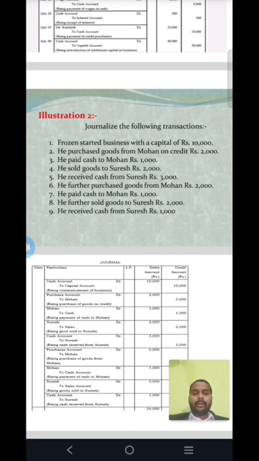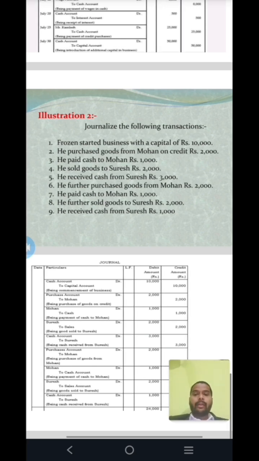Then illustration 2, we can see, journalize the following transactions. The first transaction: Froden started a business with capital of rupees 10,000. The journal entry is cash account debit to capital account, 10,000 debit and 10,000 credit, and the narration is being the commencement of business. Then second, he purchased goods from Mohan on credit, rupees 2,000. So the entry is purchase account debit to Mohan account, 2,000 debit and 2,000 credit, being purchase of goods from Mohan on credit.